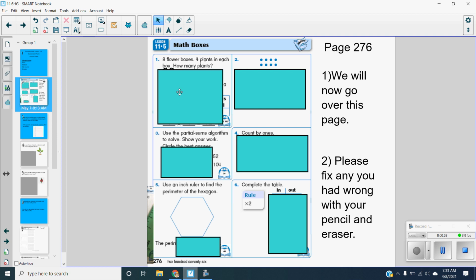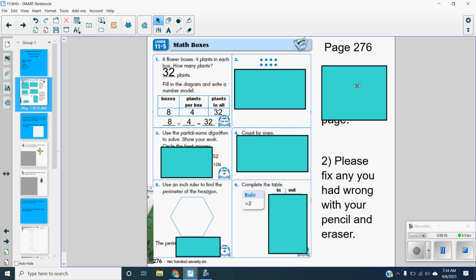So for our first question, 8 flower boxes, 4 plants in each box. How many plants? I filled out the diagram by putting the 8 in the boxes, the 4 plants per box, and I know that 8 times 4 equals 32. I could think 8 plus 8 is 16, and 16 plus 16 is 32 for double double. So my answer is 32 plants.